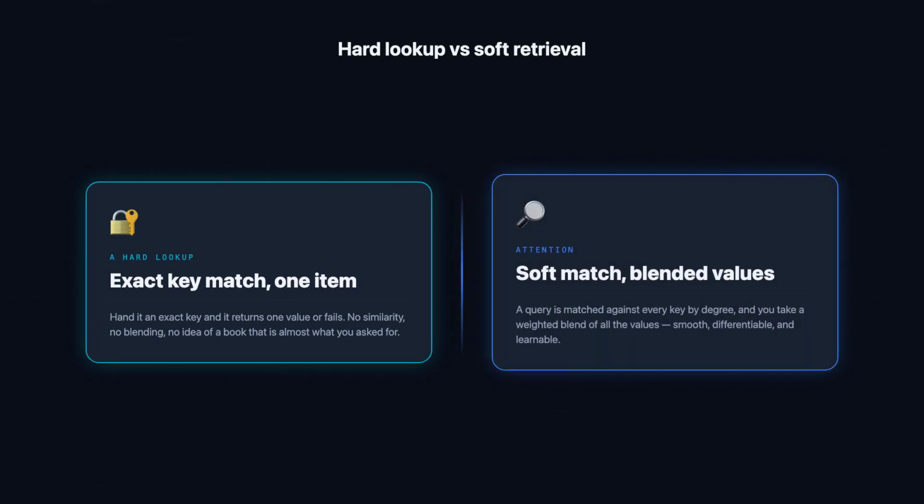Attention is a soft, fuzzy version of that same lookup. Your query is compared against every key by degree, not by an exact match. And instead of grabbing one value, you take a weighted blend of all of them. Close matches contribute more, distant ones contribute less, and the whole thing is smooth and differentiable, so it can actually be learned.